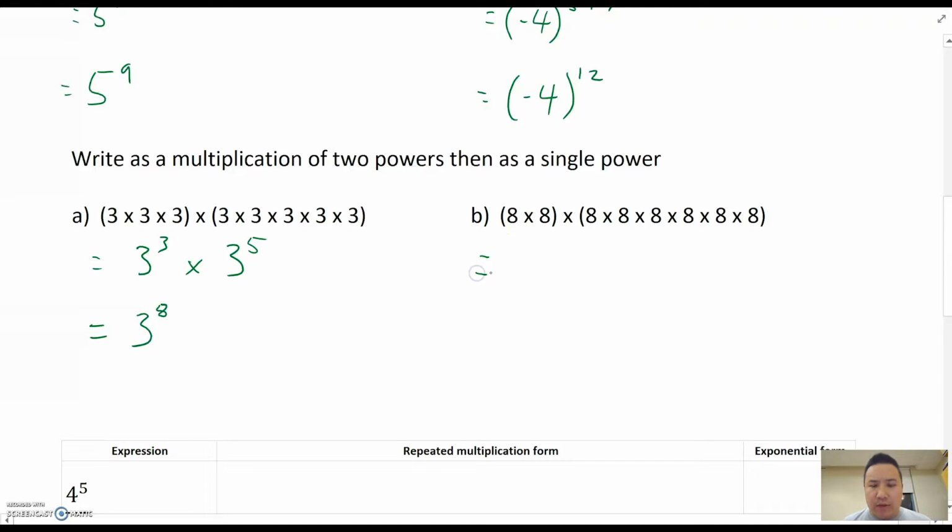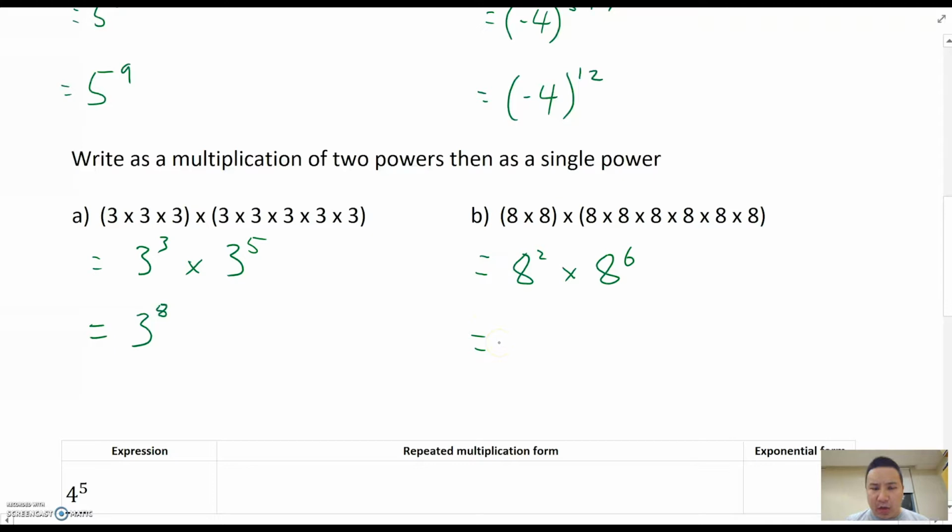Let's try B. 8 times 8. This is 8 squared. We're going to multiply this by 8 times 8. How many 8s do we have here? 1, 2, 3, 4, 5, 6 8s. So that's 8 to the power of 6.